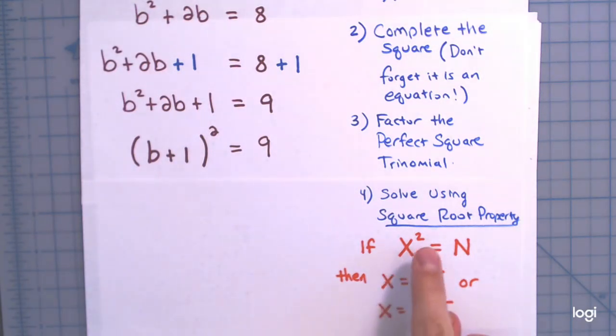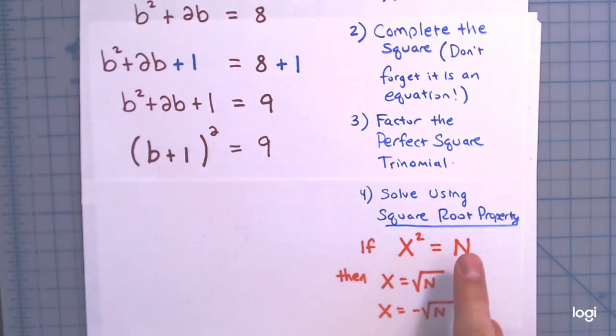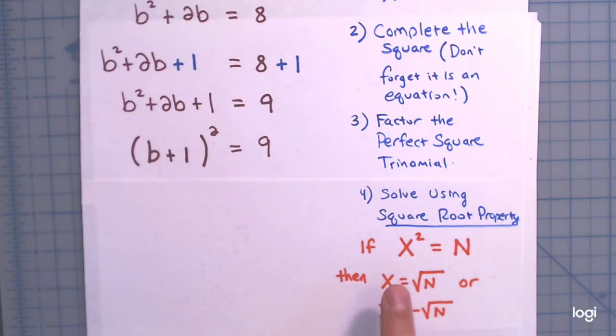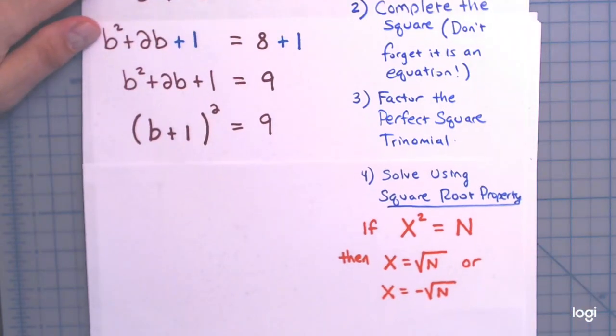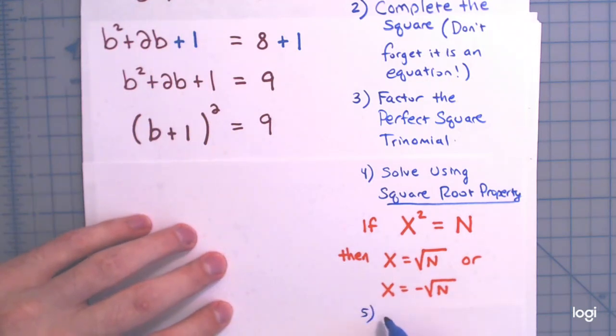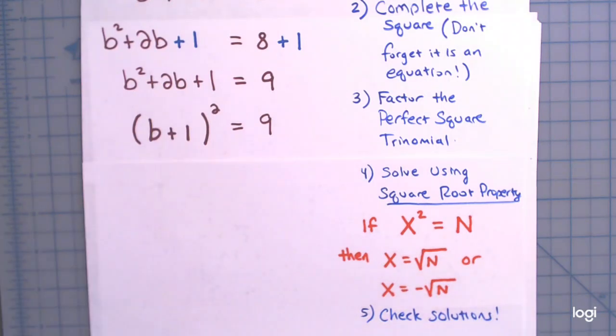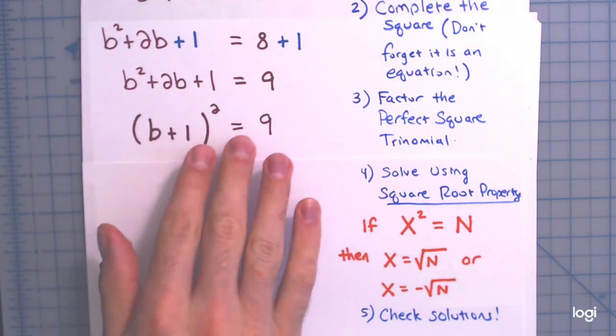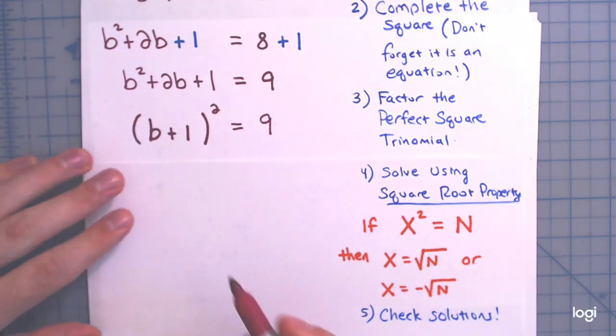And then you solve. So basically you're taking one equation and breaking it up into two simpler degree 1 equations, two linear equations, and solving those. And then of course, lastly, as always, check your solutions back in the original equation. I'll just say check solutions, okay? Alright, so let's do that. Let's use that square root property.